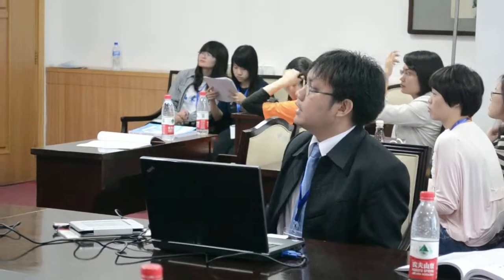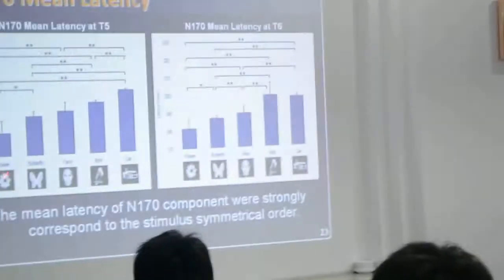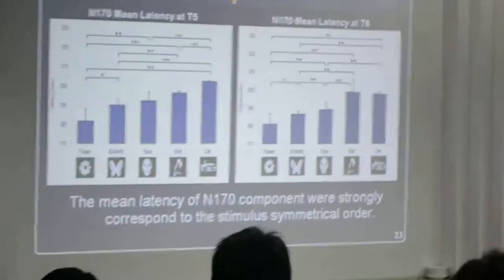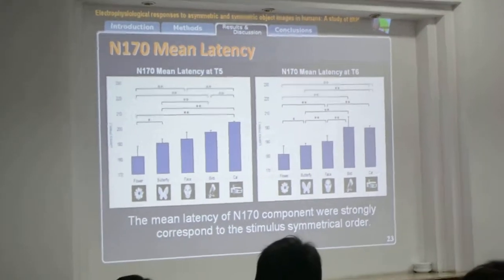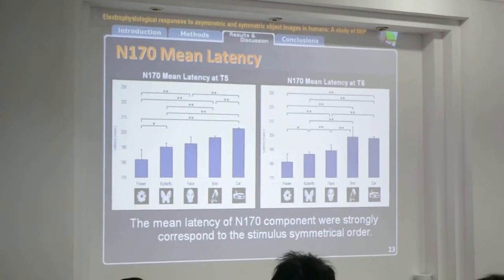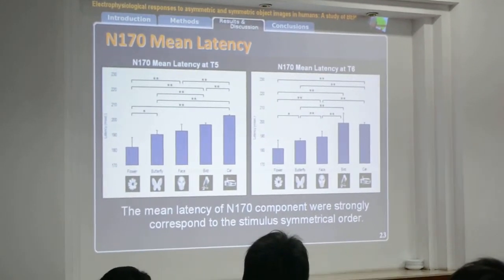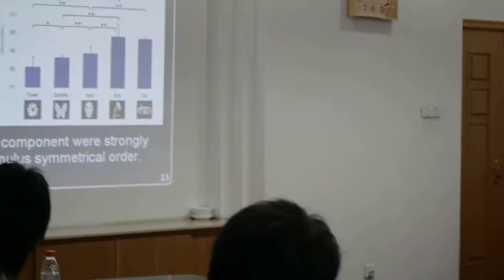But the most important result in our experiment is the N170 mean latency. As you can see, the slope indicates that when the stimuli are more symmetric, the N170 tends to be faster than for the asymmetric ones. It happens at T5 and T6 of both hemispheres, and is very stable across the subjects.